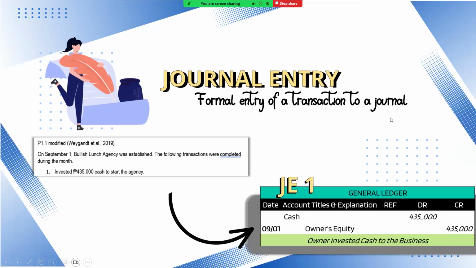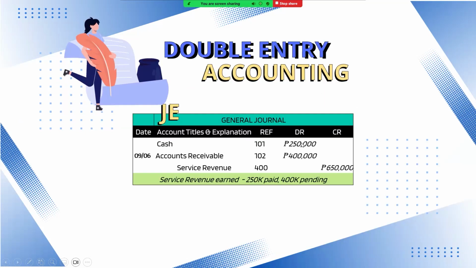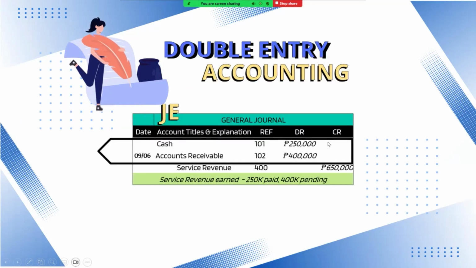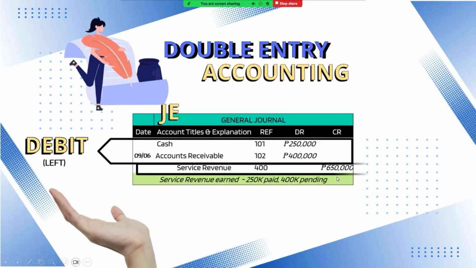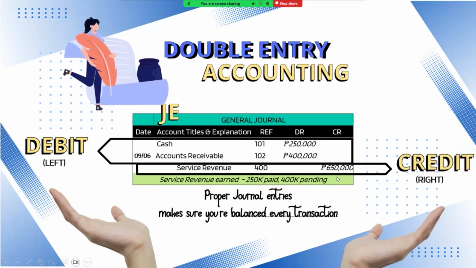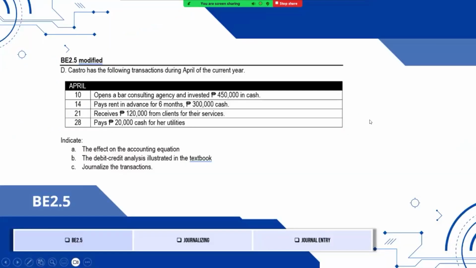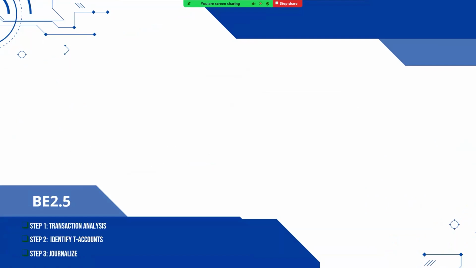In terms of creating the journal entry, we remember that per transaction there's one journal entry, and we always follow our double entry accounting system, so your debits should always equal your credits. Regardless of whether it's a simple journal entry or a compound journal entry, make sure that it's balanced every time. To start off, we have a very simple example in D Castro. D Castro has the following transactions.